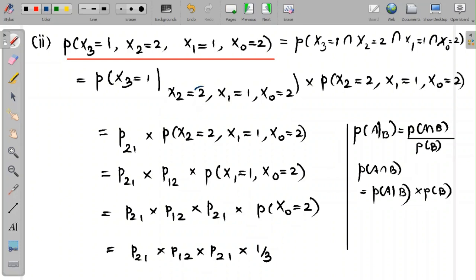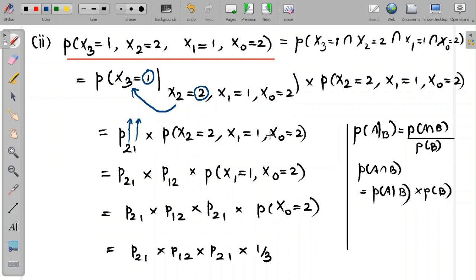So x2 must have been at 2 and x3 must have been at 1. So the system should have been in state 2 after 2 steps and it must have moved on to state 1 after 3 steps. So from 2 to 3, there is only one time step happening, which means this can be denoted by P21. So this was in state 2. This has moved to state 1.